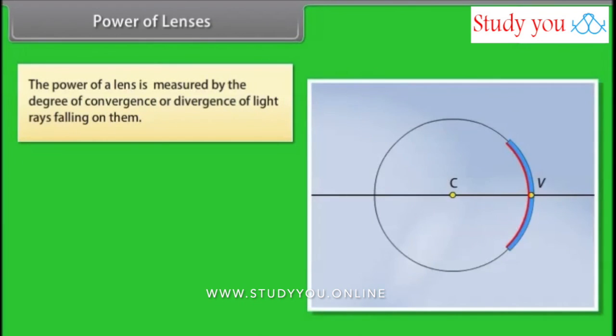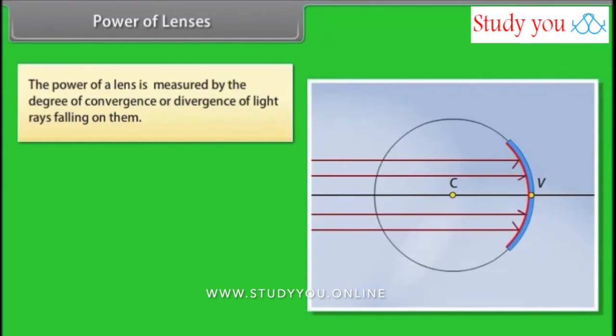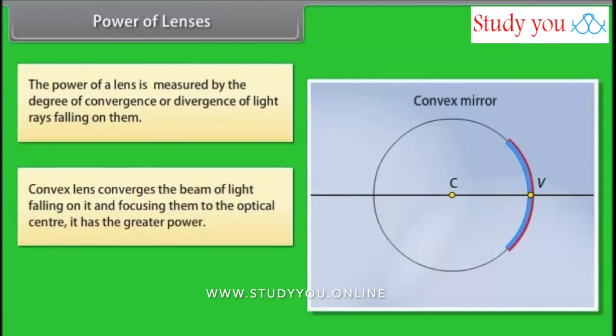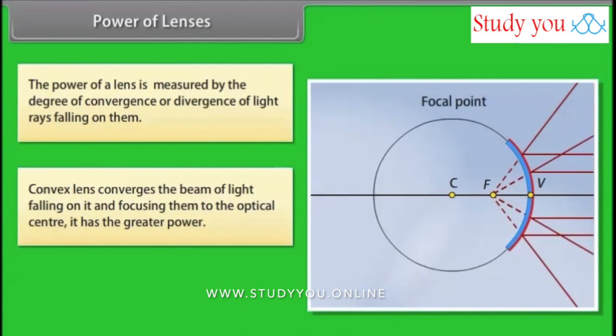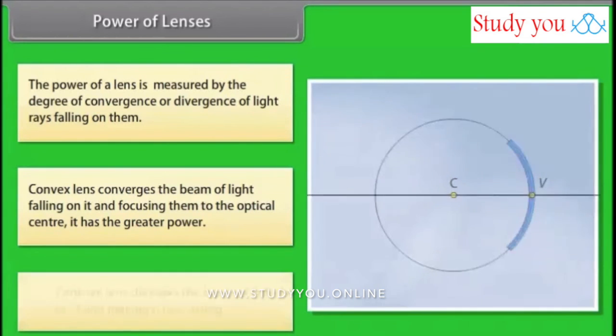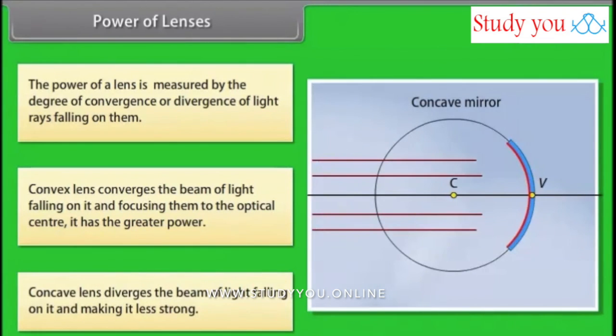Power of lenses. The power of a lens is measured by the degree of convergence or divergence of light rays falling on them. Convex lens converges the beam of light falling on it and focuses them to the optical center. It has the greater power. Concave lens diverges the beam of light falling on it and makes it less strong.